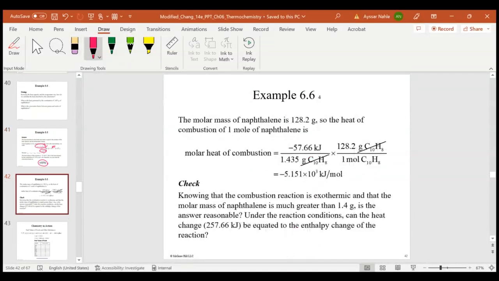But if they divide by the mass in here, then divide again by the number of moles, you convert the grams into moles. But you don't have to do this. Change to moles and divide the value by moles, and you get the correct value. And this will be the molar heat of combustion of naphthalene.